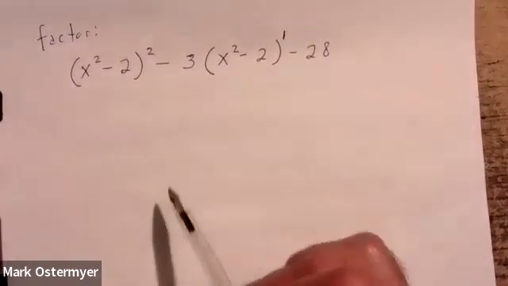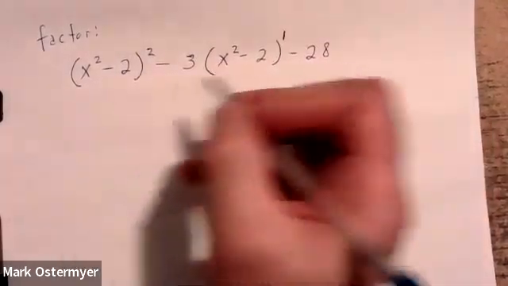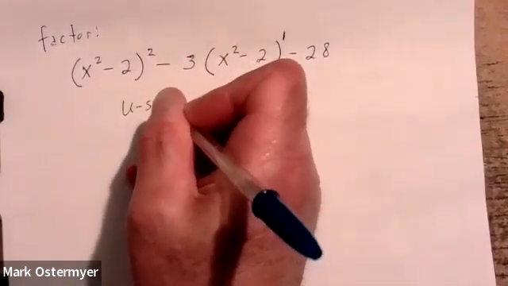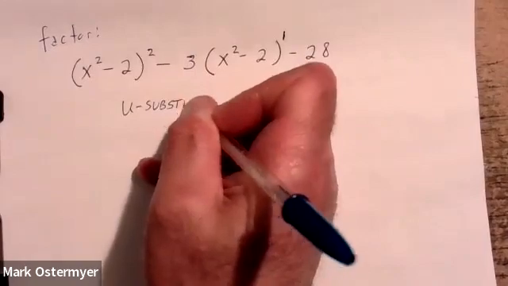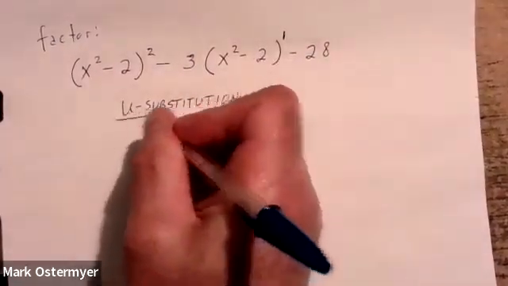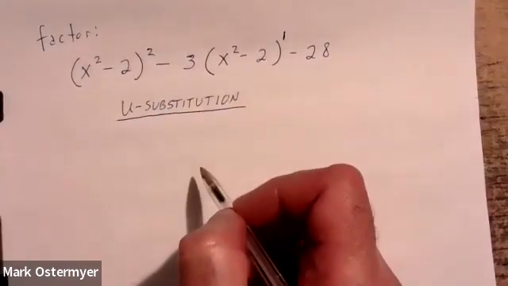Furthermore, to help us see the forest for the trees, it's wise in this case to use what's called a U substitution. And U substitutions are used all the time in calculus to help simplify complicated situations, enabling us to see the forest for the trees so that we know what to do. A U substitution would be the way to go here.